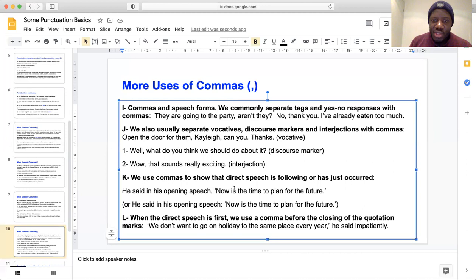Now, we use commas to show that direct speech is following or has just occurred. He said in his opening speech, comma, and then you quote what he said: "Now is the time to plan for the future." Or he said in his opening speech, and then you introduce it with a colon. When the direct speech comes first, we use a comma before the closing quotation marks. For example, "We don't want to go on holiday to the same place every year," he said impatiently. So the direct speech is here, and then we separate this with a comma inside the quotation mark, and then we end it by indicating who said it.